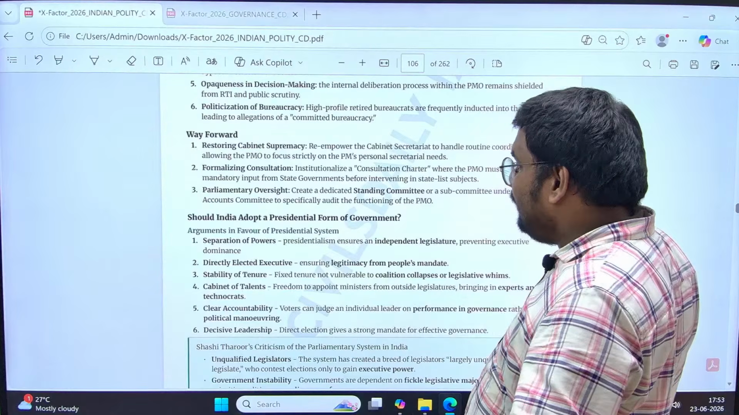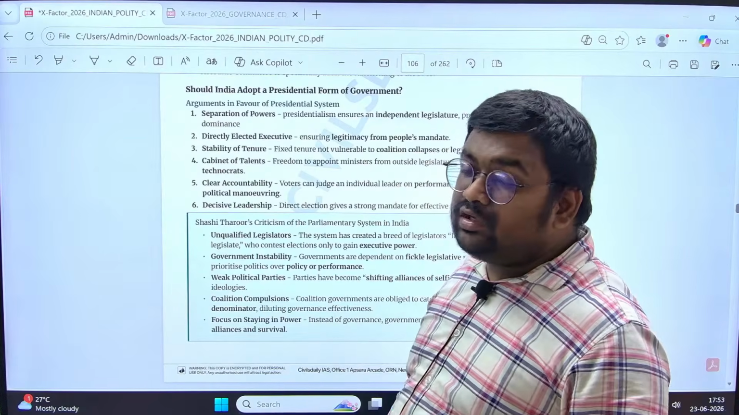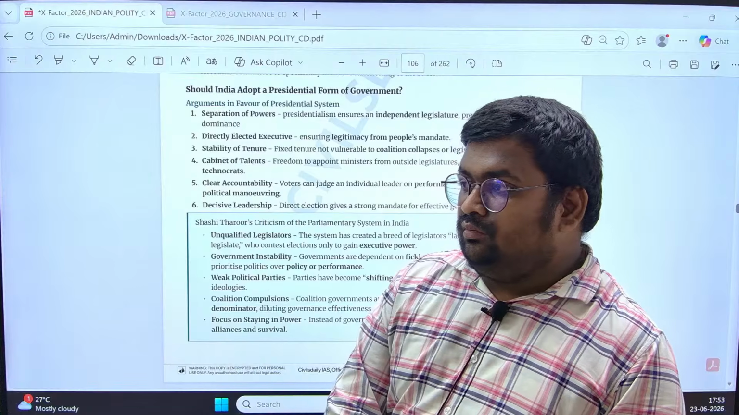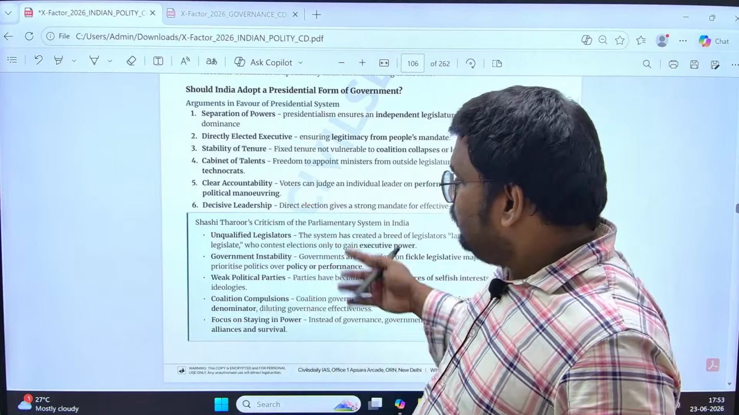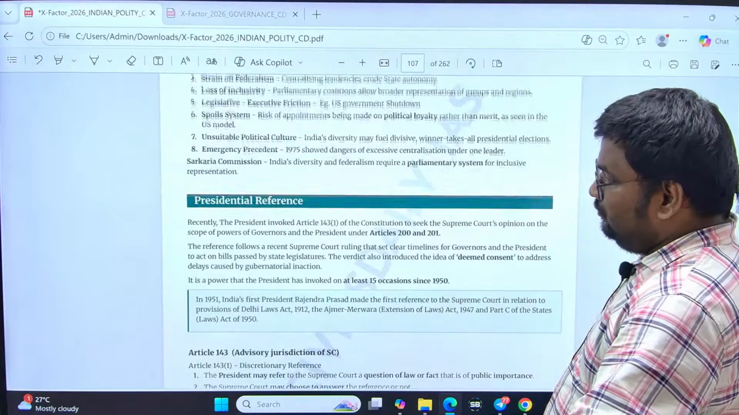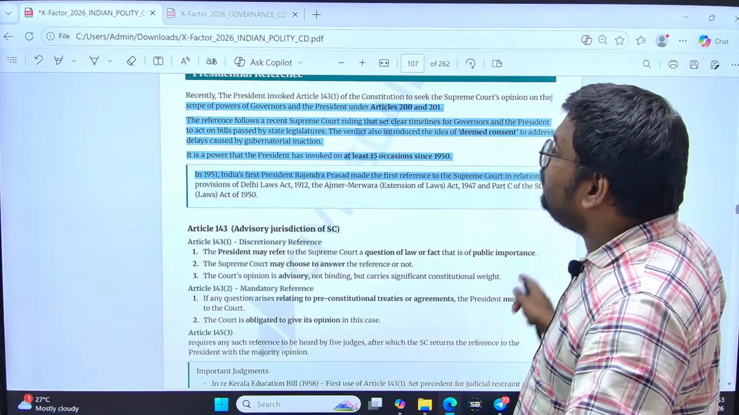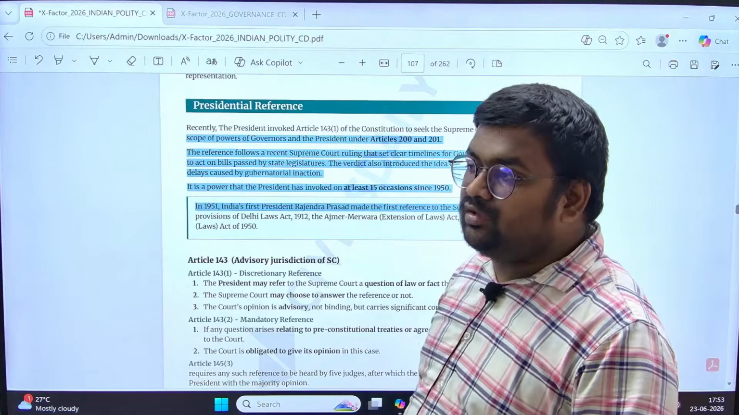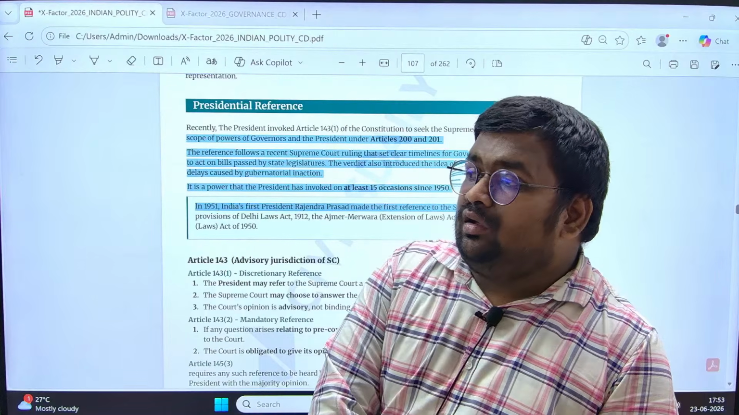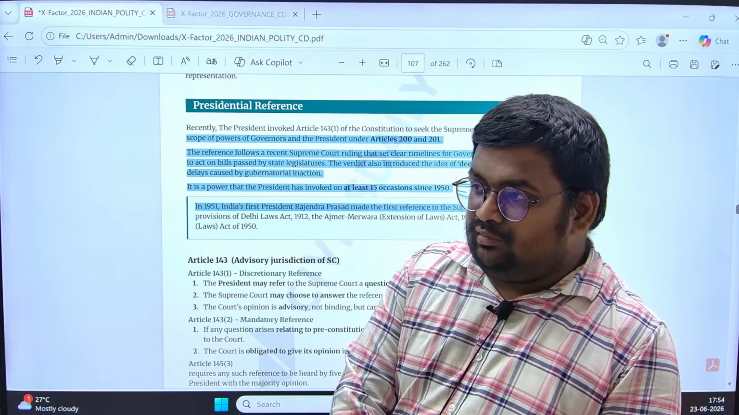Okay, on the similar lines, should India adopt the presidential form of government? It was also in news in context of the book of Shashi Tharoor. Okay, so again the arguments in favor and arguments against. Okay, then the major news that was in the news was with respect to the presidential reference under Article 143 with respect to the Article 200 and 201, right?